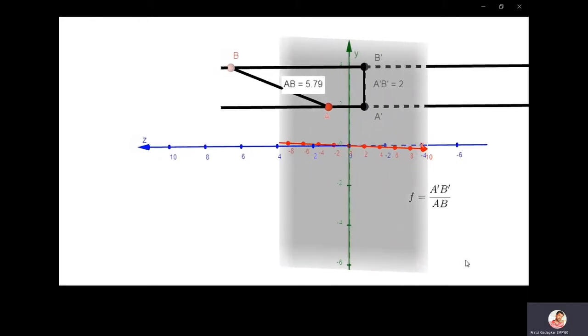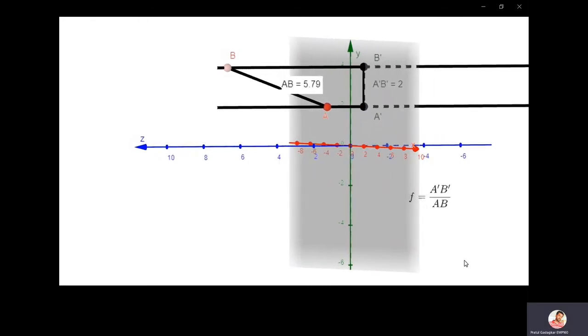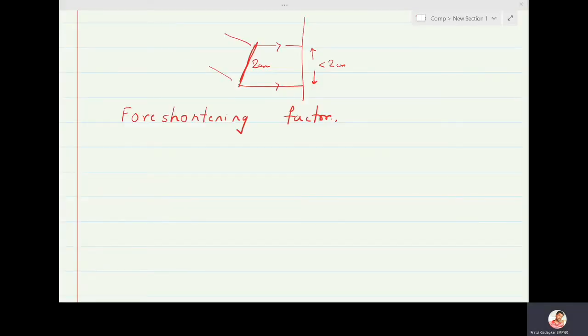I hope you can see this now. So this means that the length AB is shortened, and it becomes A'B'. That is why it is called the foreshortening ratio. So we will write here that F is the length of A'B' upon the length of AB. If I'm viewing along the Z axis, this foreshortening factor will be called FZ.